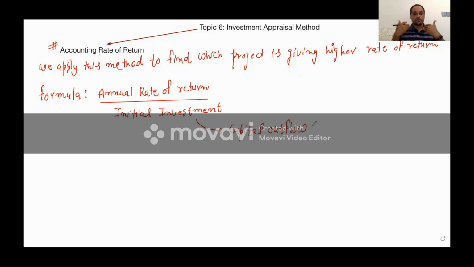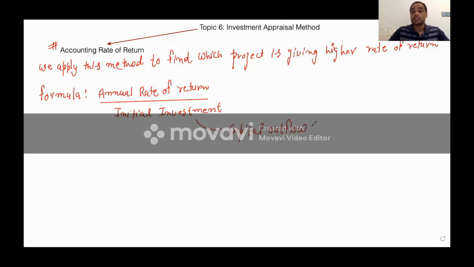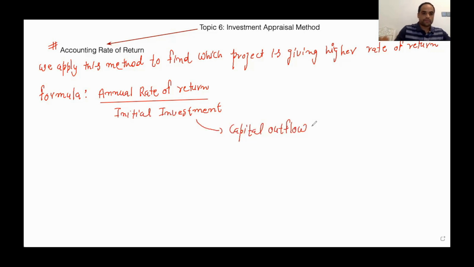Capital outflow means we're going to use our capital. We're going to flow our capital out of the business. So initial investment is the very first time you use money. So obviously money is going out. And what is the rate of return? Rate of return means profit. That is the money you are generating by using this capital. All right. So that's called the rate of return.